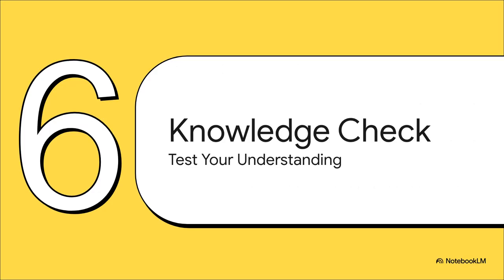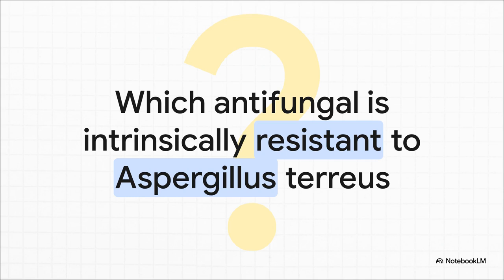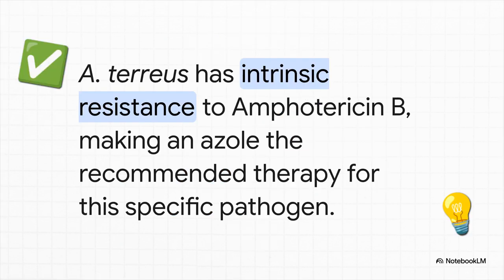Okay, we've covered a lot of ground. To help make some of this stick, let's just run through a couple of questions that test some of the key concepts we've talked about. First question for you. Which antifungal is basically useless against Aspergillus terreus because of intrinsic resistance? The answer is Amphotericin B. This is one of those critical, species-specific facts you just have to know. If you're dealing with Aspergillus terreus, therapy needs to be azole-based because Amphotericin B is clinically ineffective.